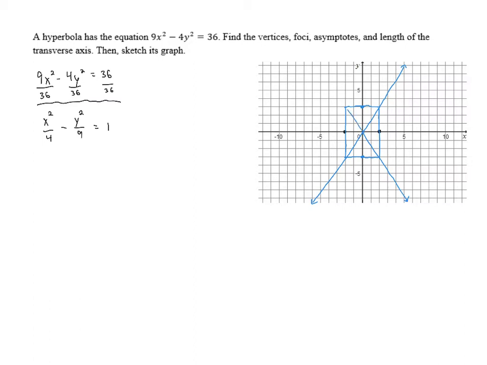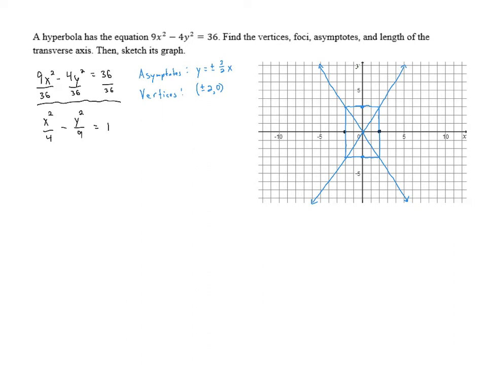So if we want, we can actually write that information already. The asymptotes are at y equals plus or minus 3/2 x. The vertices are at plus or minus 2, 0. Let's finish the graph for now, and then we can get the foci and the length of the transverse axis.